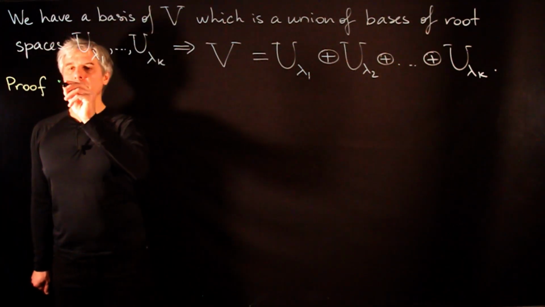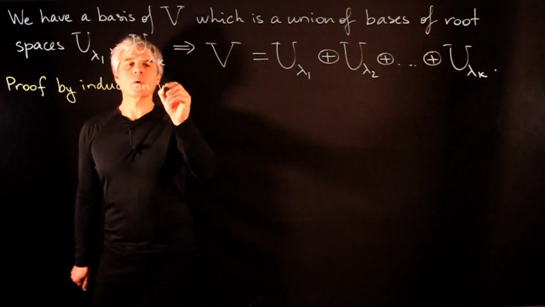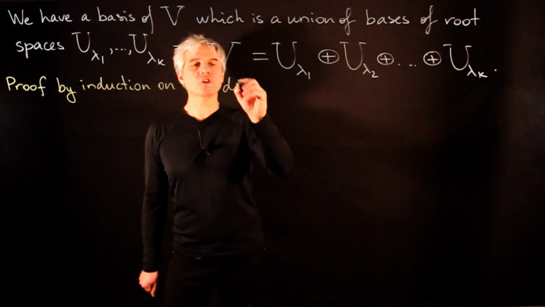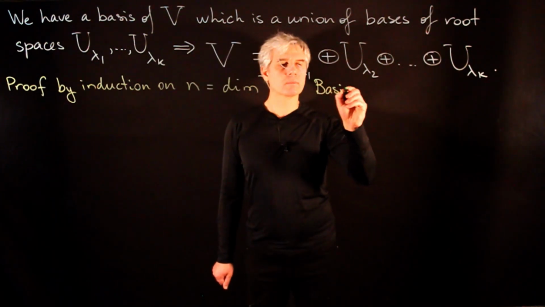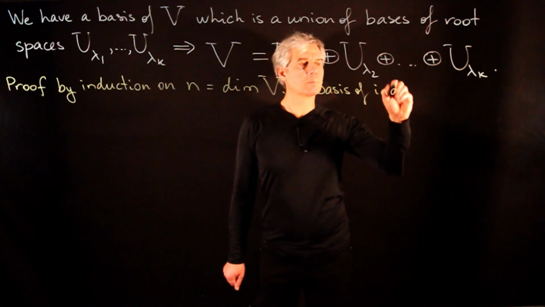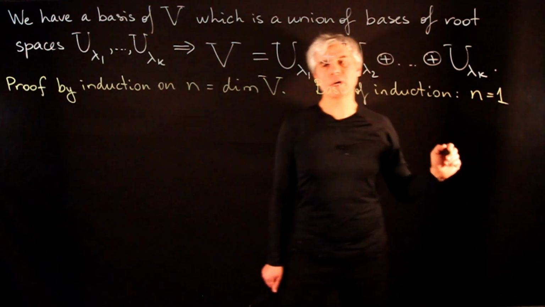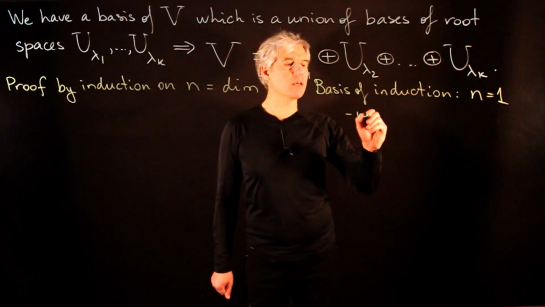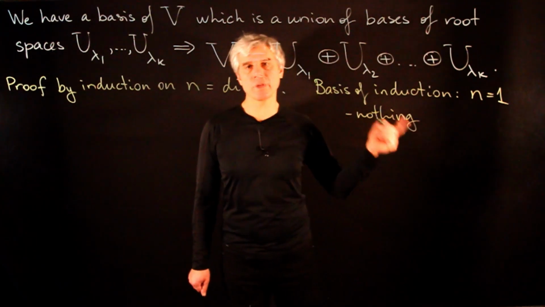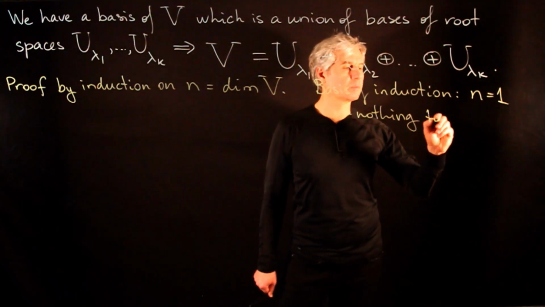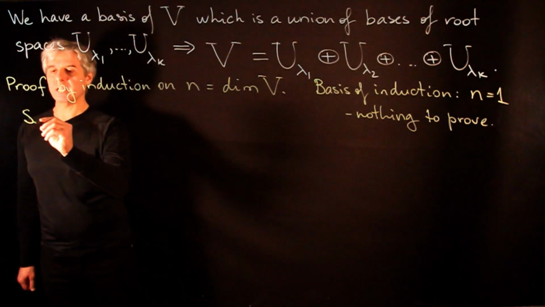So this proof will be by induction on n, which is the dimension of our vector space. For the basis of induction, when n is equal to 1, we have a 1 by 1 matrix and there is nothing to prove. So we have a 1 by 1 block with an eigenvalue on the diagonal. Let us carry out this step of induction.